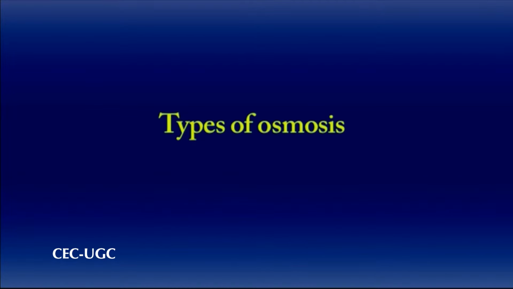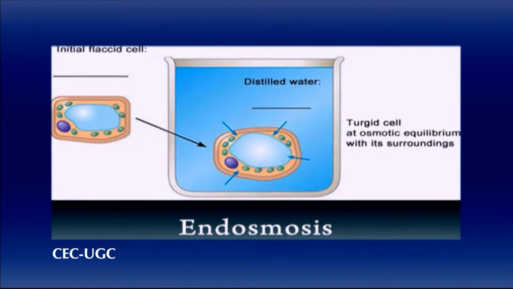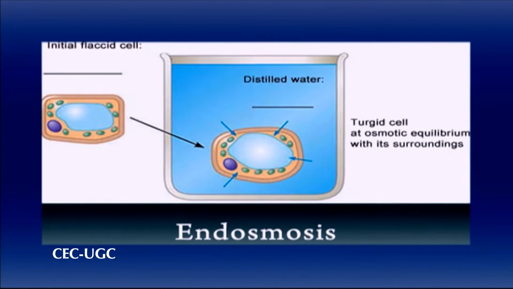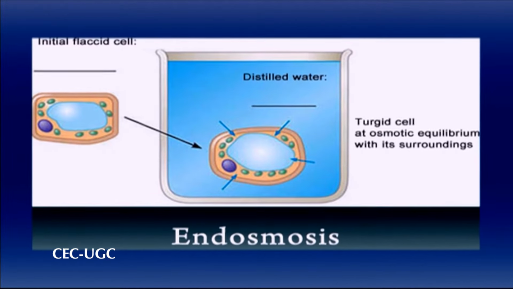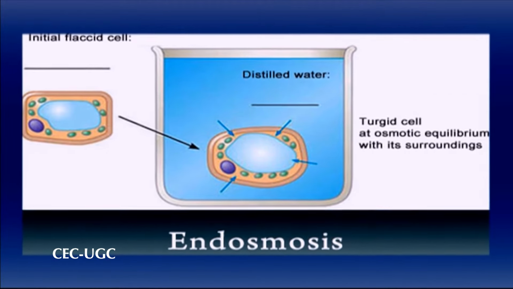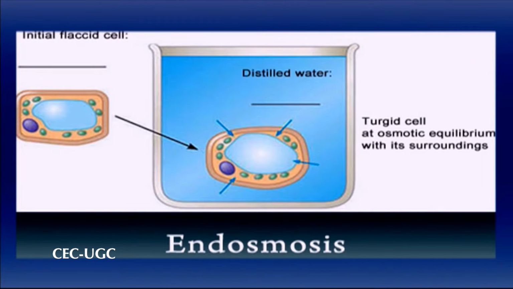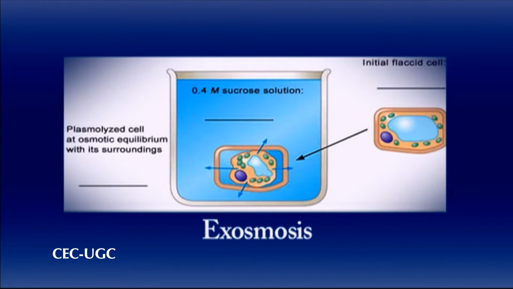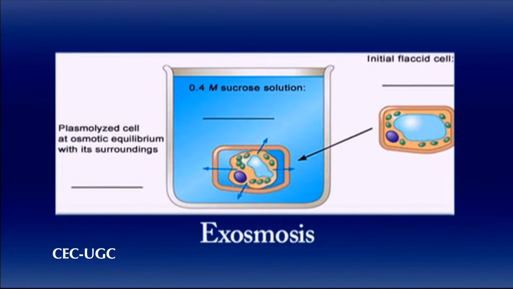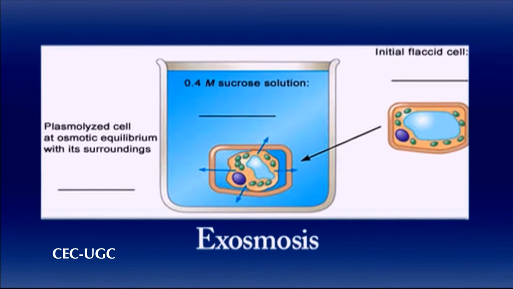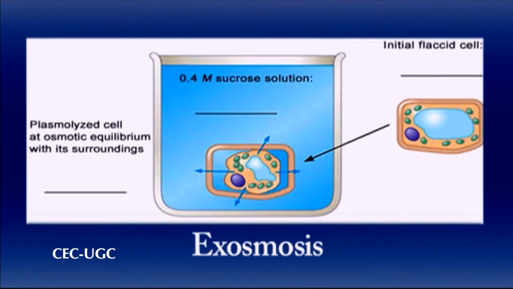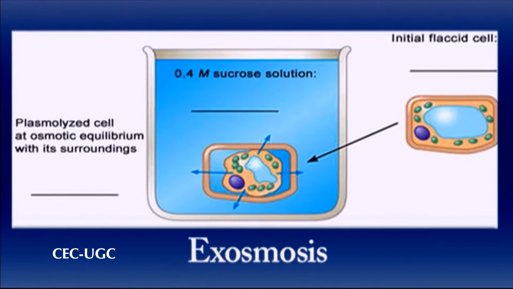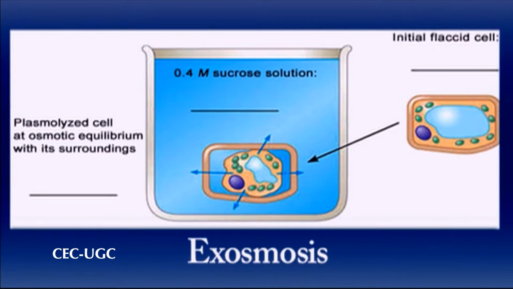The various types of osmosis are endosmosis, that is the osmotic inflow of water into a cell when it is placed in a solution whose solute concentration is less than the cell sap. Second one is exosmosis, the osmotic outflow of water from a cell when it is placed in a solution whose solute concentration is more than the cell sap.